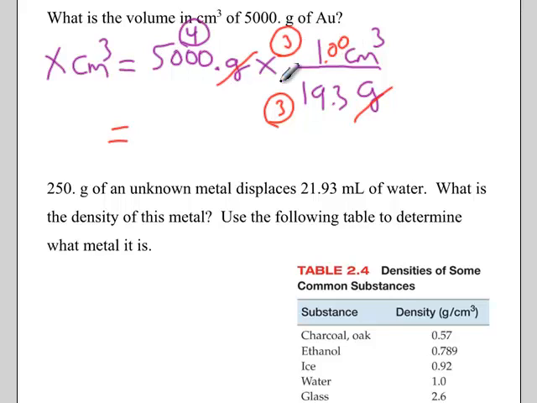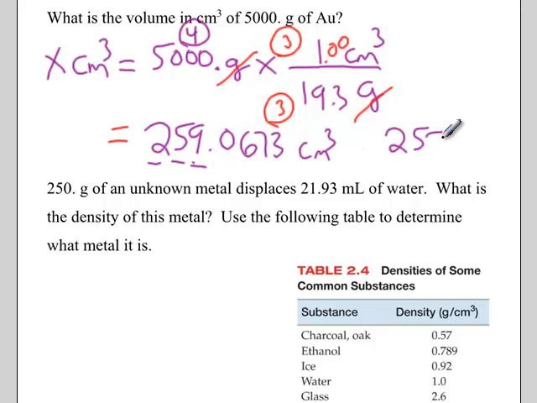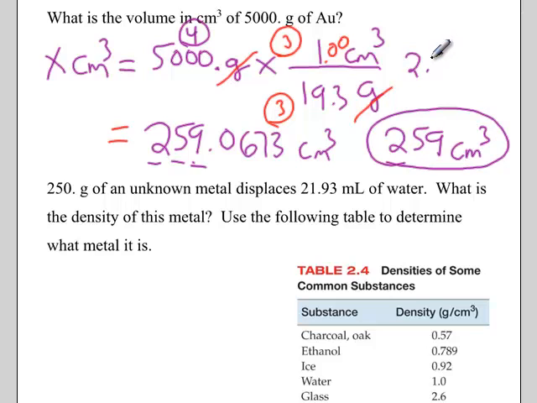So our answer should have the smallest number of sig figs, which is 3. And if you work this out, in normal notation, your calculator is going to show 259.0673 cubic centimeters. If you round that to 3 sig figs, it should be 259 cubic centimeters, or in scientific notation, 2.59 times 10 to the second cubic centimeters.